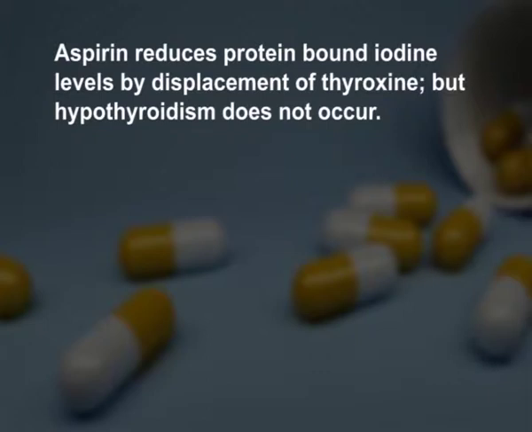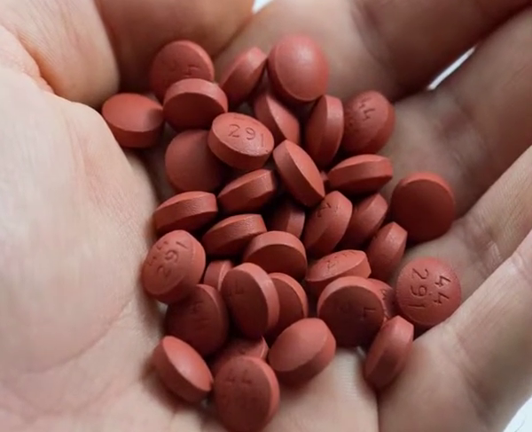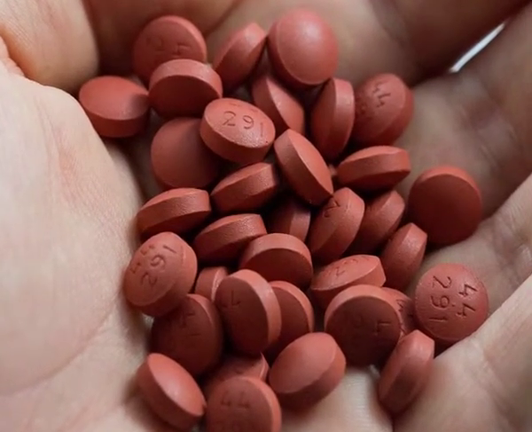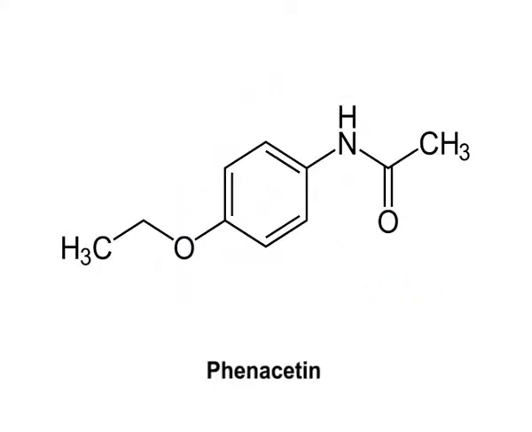Fourth, aspirin reduces protein-bound iodine levels by displacement of thyroxine, but hypothyroidism does not occur. Next drug, ibuprofen, was the first member of the propionic acid derivatives, introduced in 1969 as a better tolerated alternative to aspirin. Another propionic acid derivative, phenacetin, introduced in 1887, was extensively used as an analgesic antipyretic, but is now banned because it was implicated in analgesic abuse nephropathy.